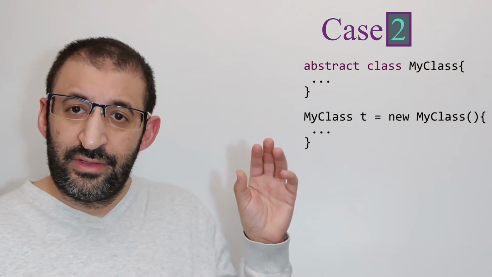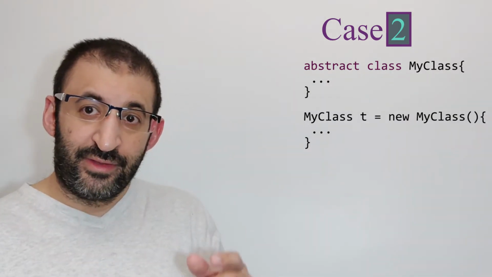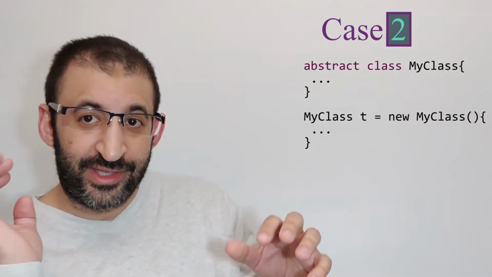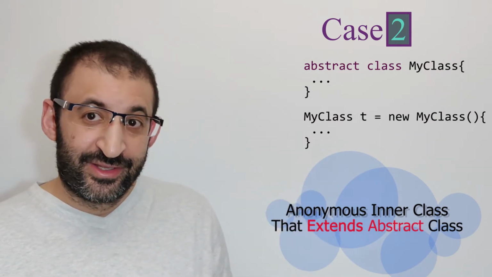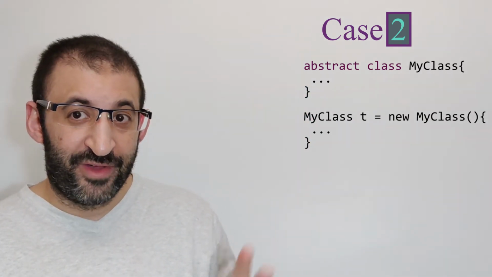Now let's create another class. Second case: I have an abstract class, my class. After this I make my class object equal new my class, and I also open curly braces and close curly braces and put my anonymous inner class inside. Yes, I can do this. So for this case, the anonymous inner class extends from the abstract class, my class. We have done it for a concrete class, and now for an abstract class.